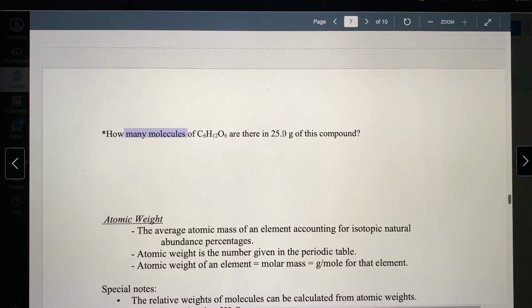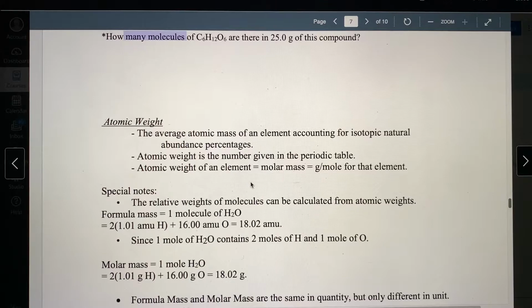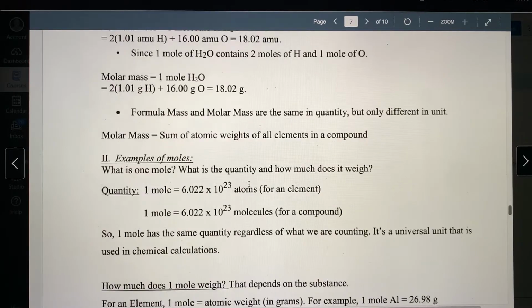And then you take 25 grams divided by the molar mass, you get the moles, and then you multiply it by Avogadro's number. In the next video, I'll show you how to do that step by step. Here we just want to cover the topic, so we have an idea what molar mass and atomic weight are, and how to figure out molar mass.